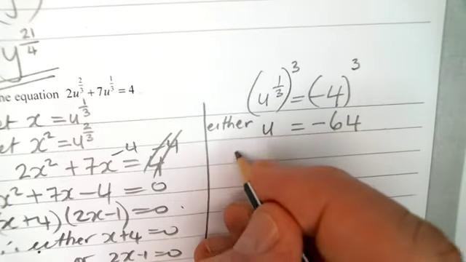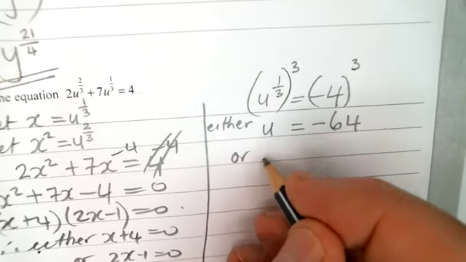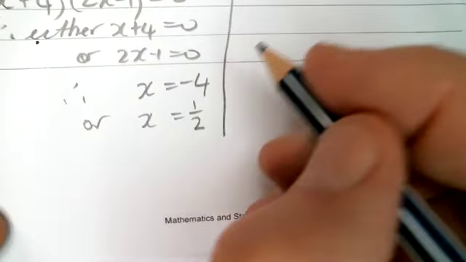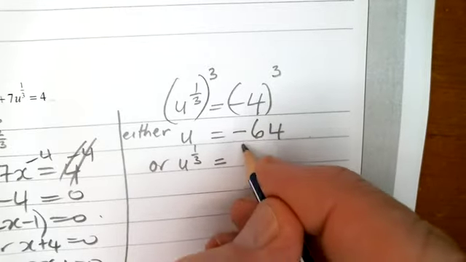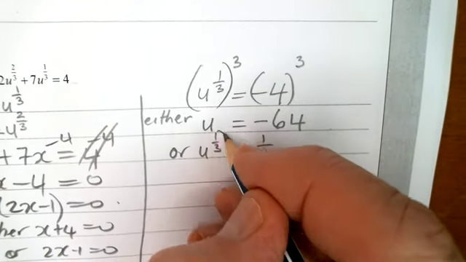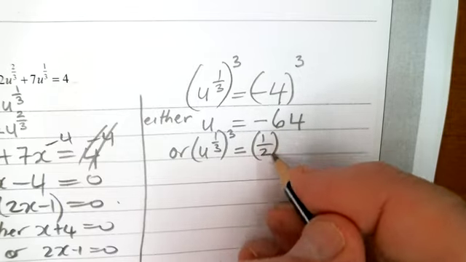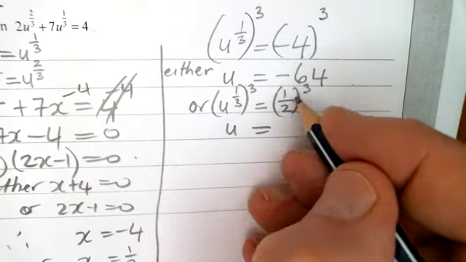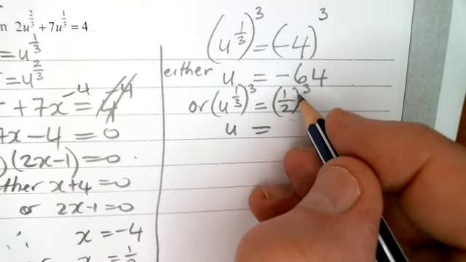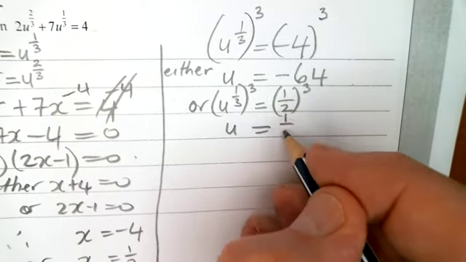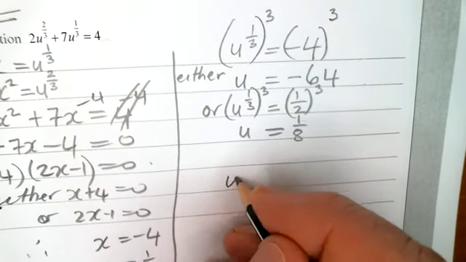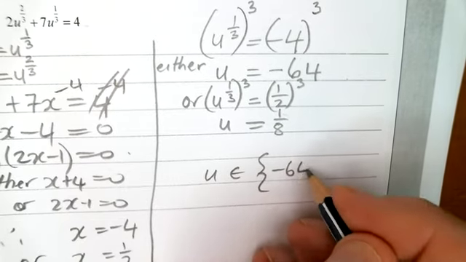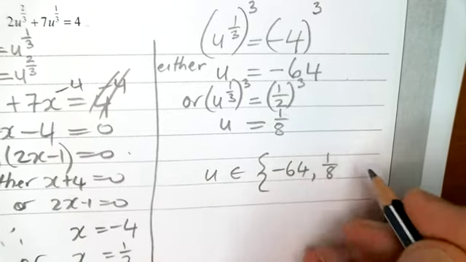or we could say u to the power of 1/3 is equal to 1/2, we've got a 1/2 down here. So I'll put a 1/2 here, there it is. And I'm going to put that to the power of 3 now to get rid of the third. So u equals 1/2 times 1/2 times 1/2, which is going to equal 1/8. So we can say u is an element of the set, and I'll do it in order, negative 64, the smallest one first, comma 1/8.